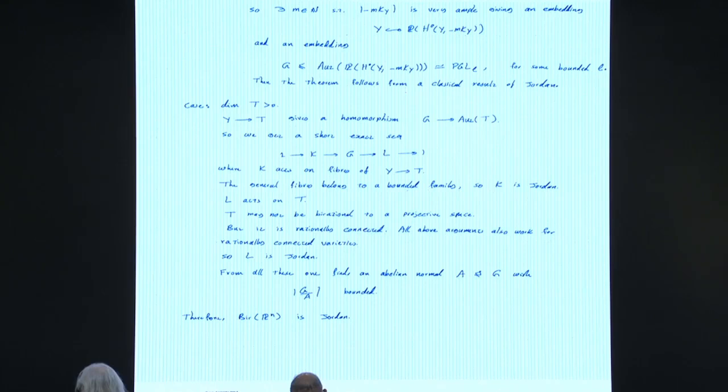However, if you take other algebraic varieties, this birational automorphism group may not be Jordan. The simplest example is to take P1 cross an elliptic curve. Then this birational automorphism group is not Jordan anymore. That is an example due to Zarhin.